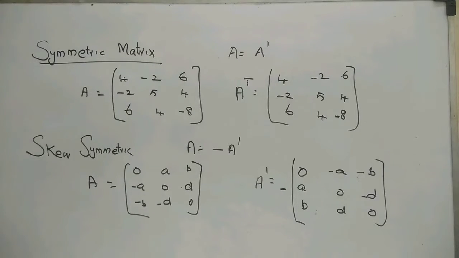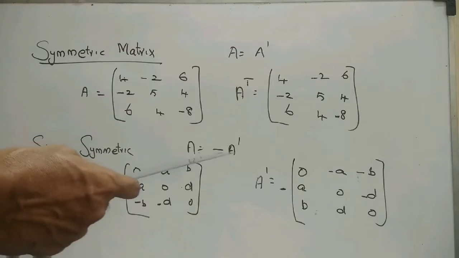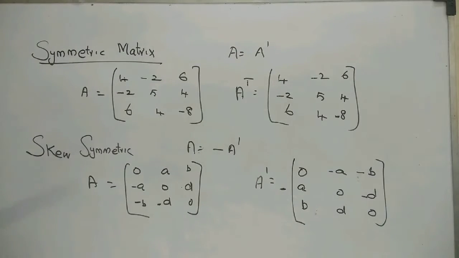What do you mean by skew symmetric? Matrix A must be equal to negative of A transpose. For example, A matrix is this, then A transpose will be 0, A, B; minus A, 0, D. So I am writing here minus B, minus D, 0 here. If you put minus, what will we get? See, this will be plus A, plus B. This is minus A and plus D. This is minus B, minus D.